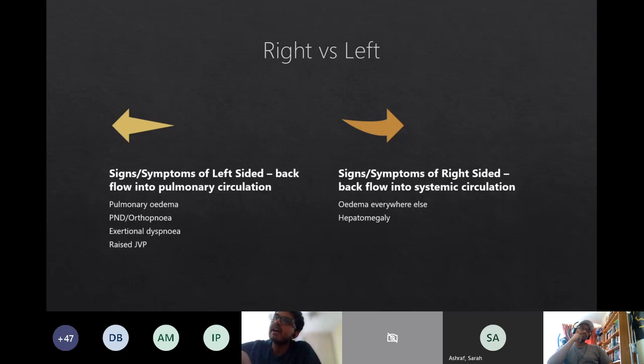And then right-sided heart failure signs. You get JVP in both, basically. I mean, right-sided versus left-sided is pretty academic generally. It's just like an exam thing. Peripheral edema, hepatosplenomegaly, pedal, sacral edema, you know the drill.